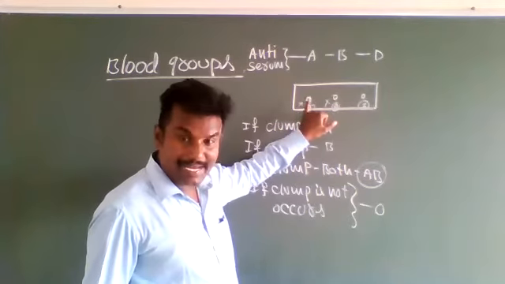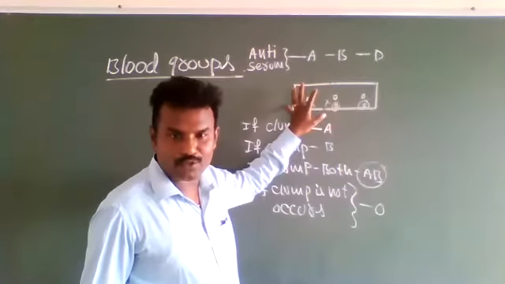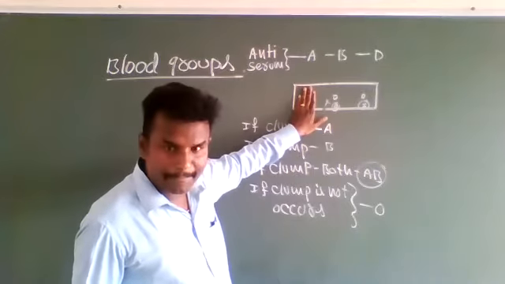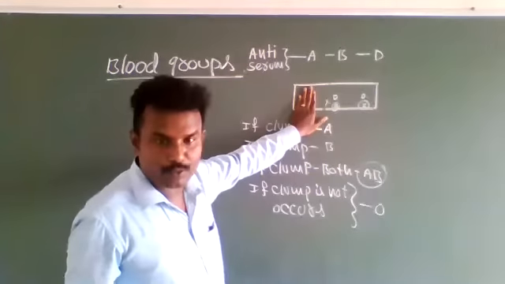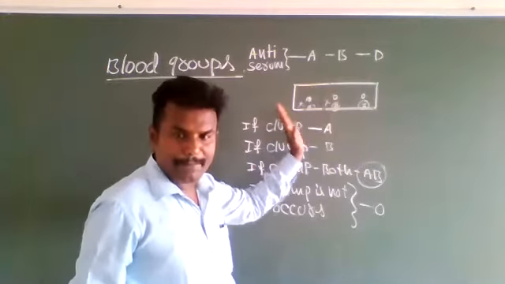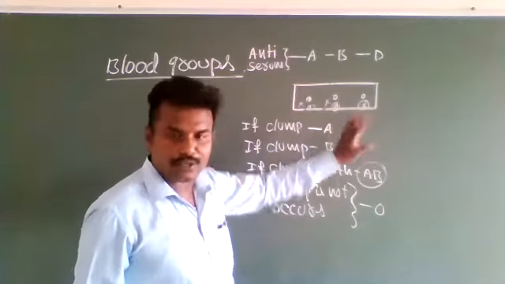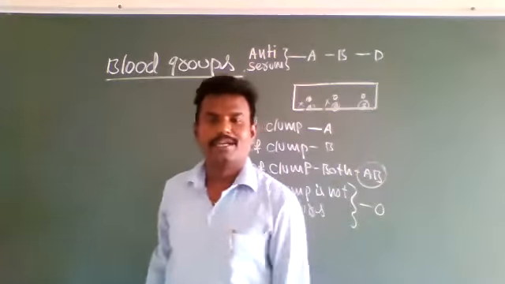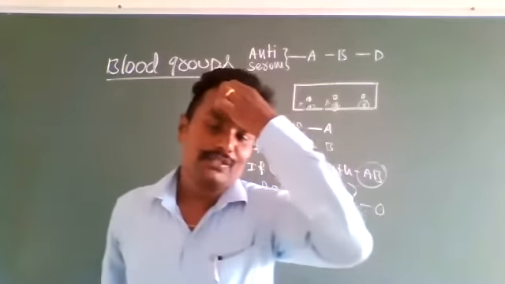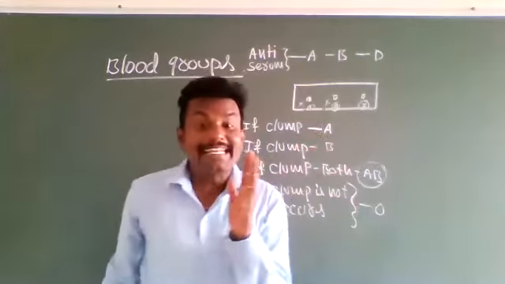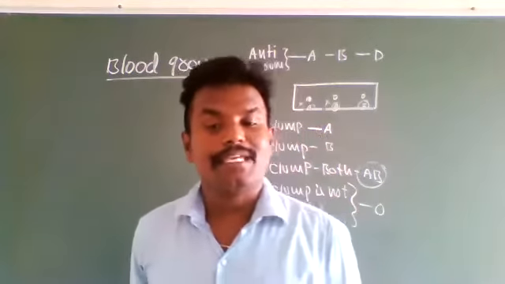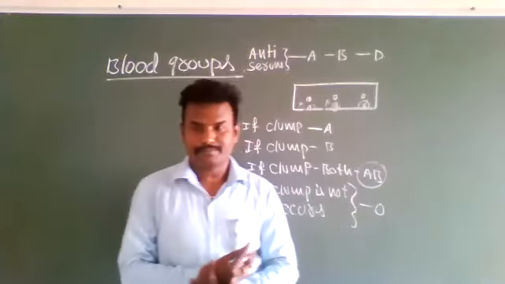Here clump, here not clump means A blood group. Here not clump, here clump means B blood group. If both clump, AB blood group. If clump does not occur in either, O blood group. I think you might have understood. In this way, they will first determine the A, B, AB and O blood group.